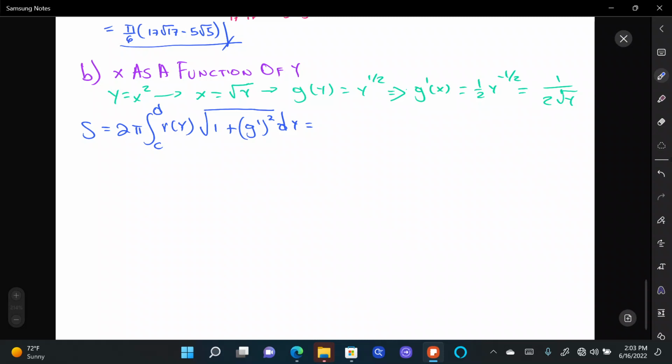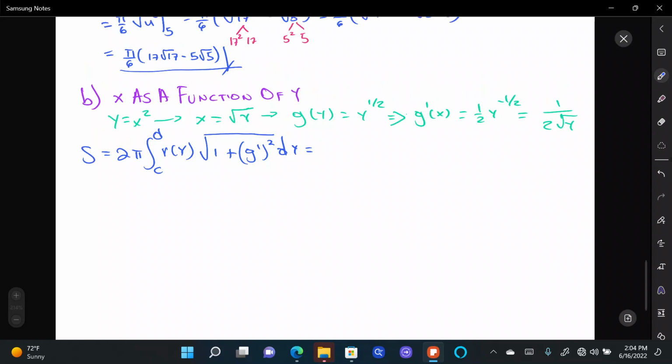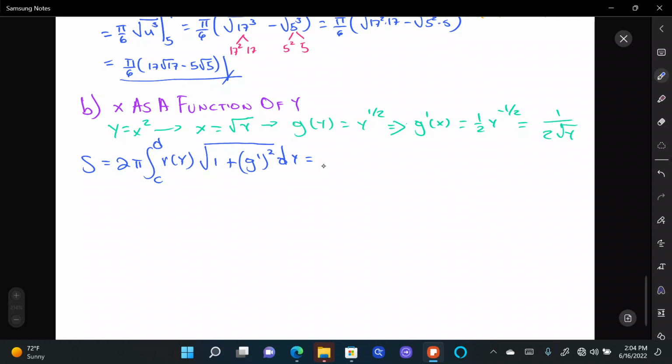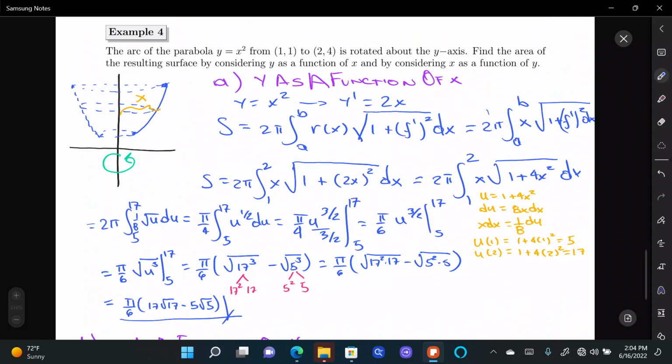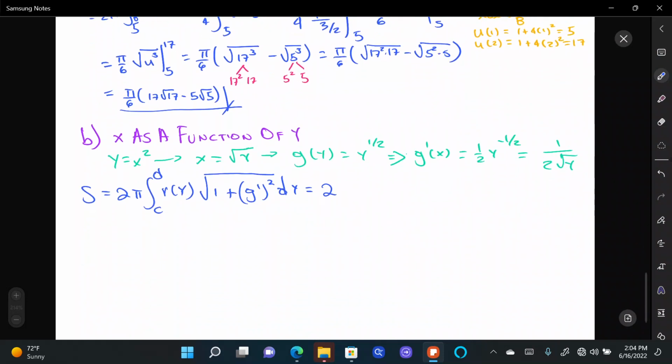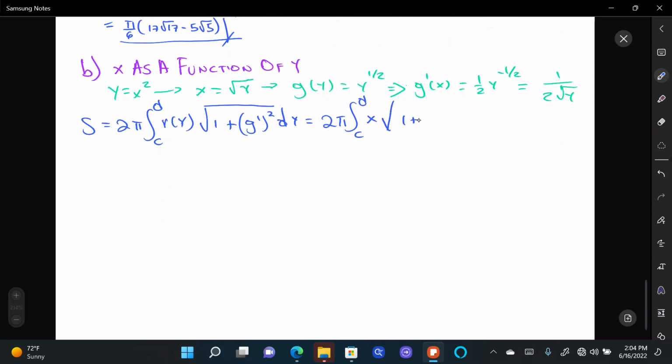this case. We're still rotating about the y-axis. This time what we have is still x. The distance between the axis of rotation and any point on the graph, again, let me go back, it's still x units. It's still a horizontal distance that we will still call x. From C to D, x times the square root of 1 plus g prime squared.